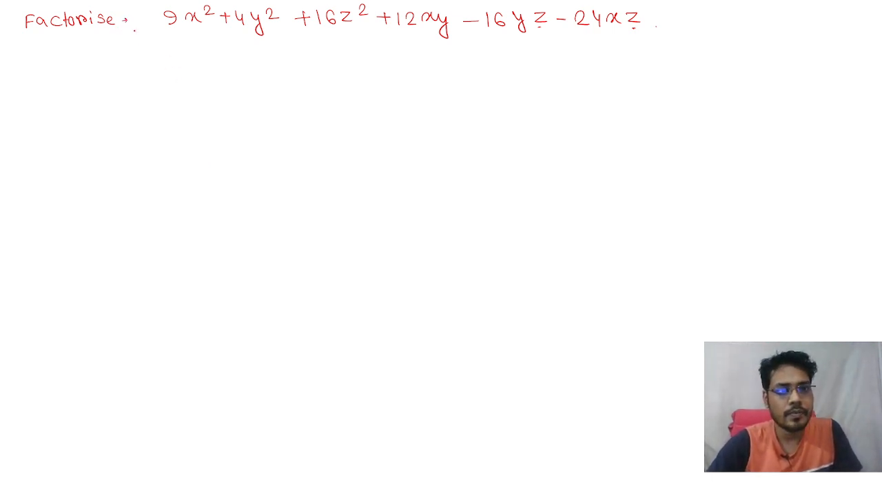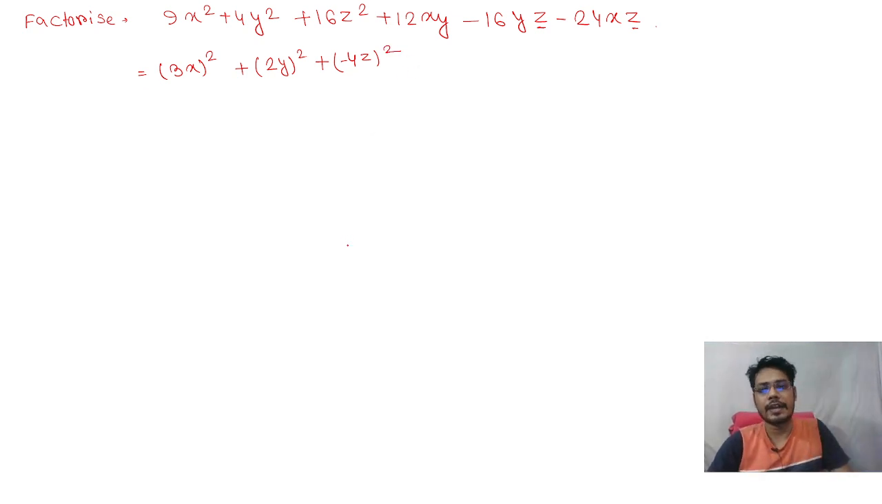So here we can write this as 3x its whole square, and 4y square we can write 2y whole square, and 16z square. As we get that z is common in these two places and the value is negative, that means z should be negative. So how can we write this z? We can write minus 4z whole square, because z is negative, and minus 4 square will be 16. Plus, that is 2 into 3x into 2y.